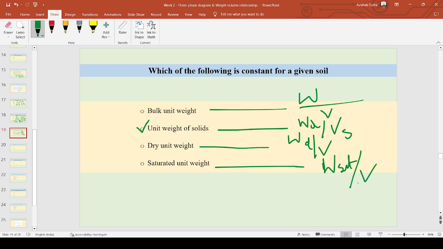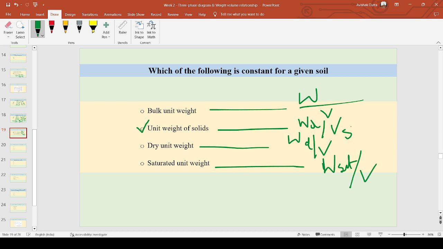Now tell me, why will it be constant? It will remain the size of particle, bulk and other can change volume. Your voice is breaking. Just tell me in brief. Hello. So in case of unit weight of solids, only the solid, its weight is constant. Yes, I got it.